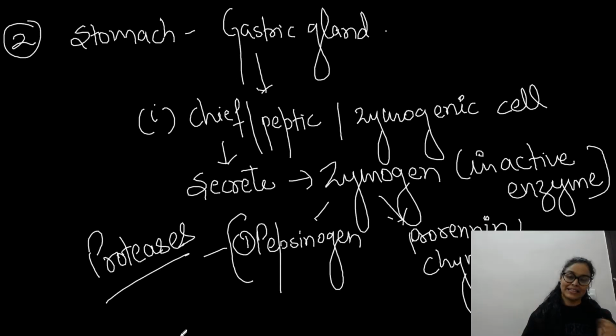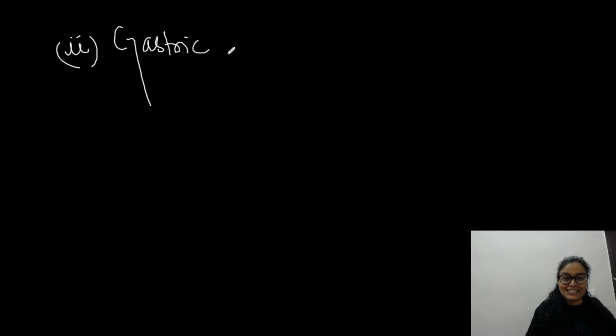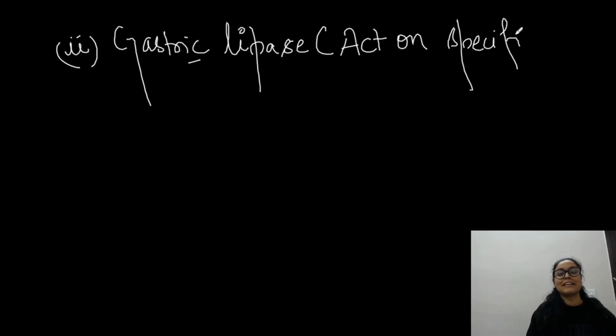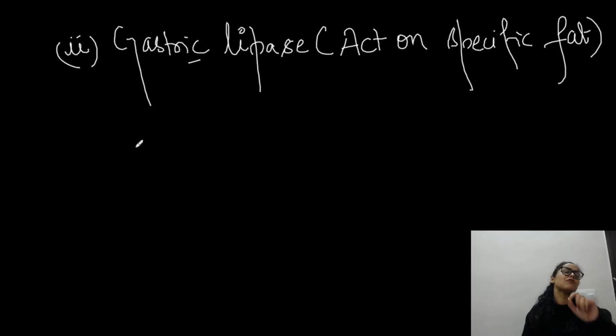Protein digesting enzymes, right? The second enzyme secreted by the chief cell is gastric lipase. Gastric means stomach, and lipase would digest a little amount of lipid, selected lipids. So it acts on specific lipid or specific fat. So this is a fat digesting enzyme, but for very little or very specific fat.